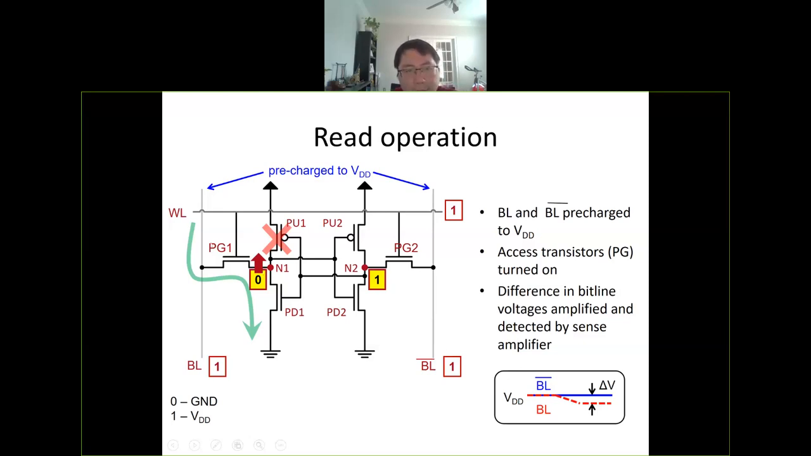Reading data out means that you need to read the data out through the bit line, because the bit line will connect to the outside of the array through your column decoder, column mux. So how do you read the data out? Here you need to apply a few steps. First, for the bitline bar, you need to pre-charge to VDD. Pre-charge to VDD, what does this mean?